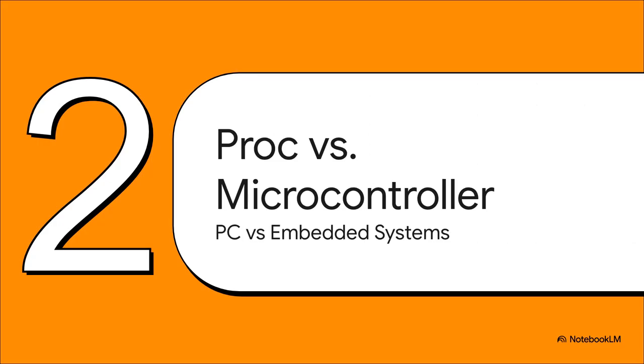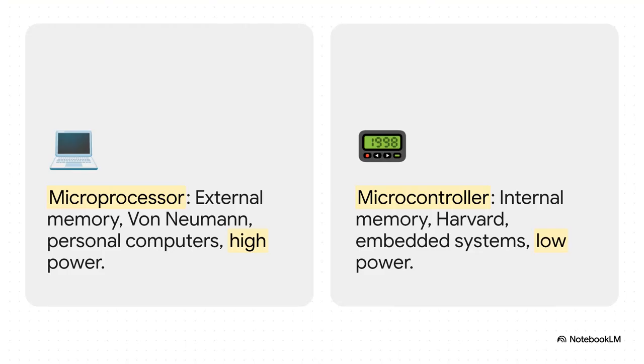Moving right along to Section 2, processor versus microcontroller, heart of the PC versus heart of embedded. So, we really need to clarify a common point of confusion here. What's the actual difference? Well, think of a microprocessor as the high-power, power-hungry central unit of a personal computer. It relies heavily on external memory and uses von Neumann architecture. A microcontroller, on the other hand, is a self-contained, low-power unit. It uses internal memory, Harvard architecture, and is specifically built for embedded systems. Think things like washing machines or MP3 players.